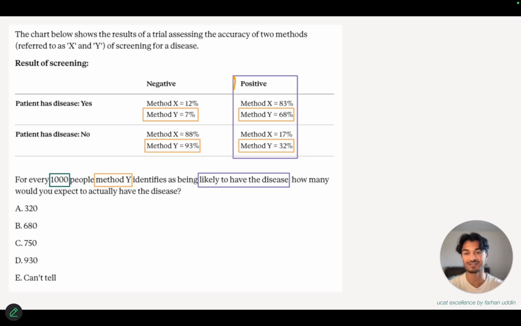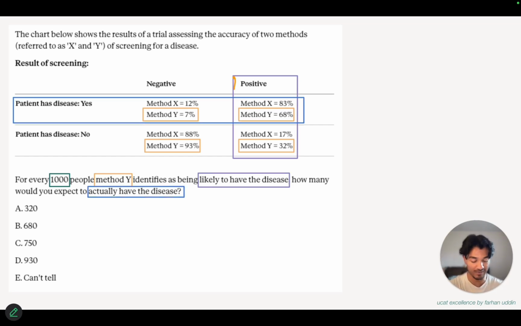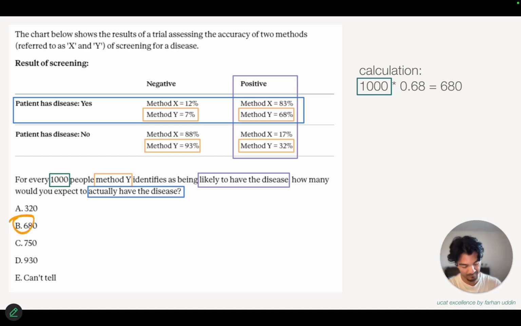How many would you expect to actually have the disease? So patients have disease, yes, that's the actually have the disease. So we know that we have to use the number 1000 and basically the intersect of all of these boxes. So this actually just ends up being 1000 times 0.68, giving us 680. Our answer is B. So on the surface of things, even though this might look confusing, the whole point of this question is how quickly can you recognize where to look in the table? And the better you scope and the better you scan, the easier this is going to be.